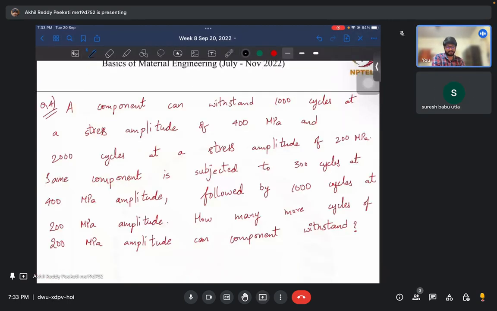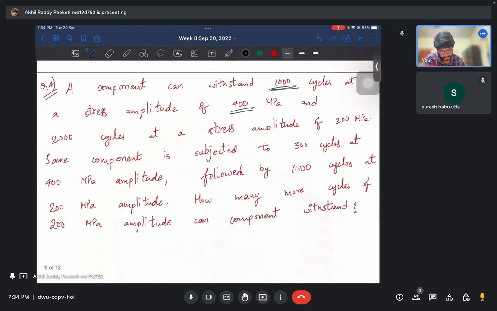So now we have a different question. In all these cases, what we are saying is it is subjected to a single type of loading, either fixed mean stress and fixed amplitude stress. That's it, right? Now we have a system where, say, some component is subject to first n number of cycles of one stress and then some number of cycles of the second stress.